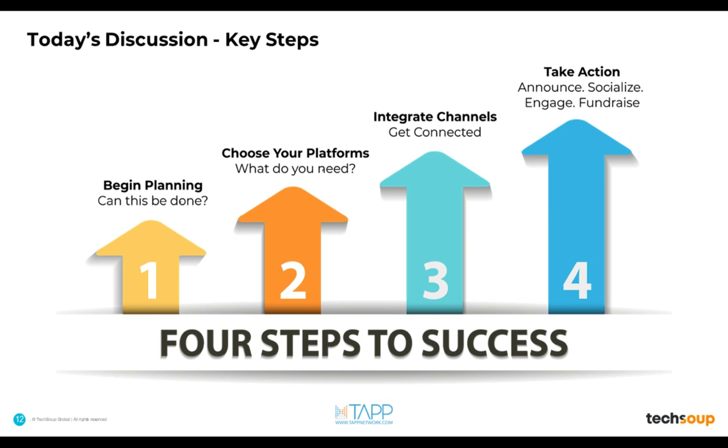Today, we're going to talk about the 4 steps to success: planning, choosing your platforms, integrating your channels, and then taking action. So from the planning stage, the first thing to think about is, can the event be translated virtually easily, or is the format going to need to change? How are you going to track attendance? Does your organization even have the bandwidth or the staff or the volunteers and the capabilities? Is this something you can do in-house, or would you need to bring this out of house?